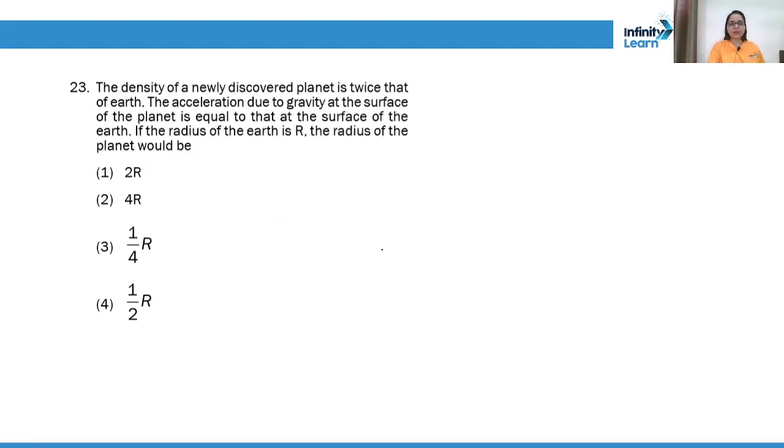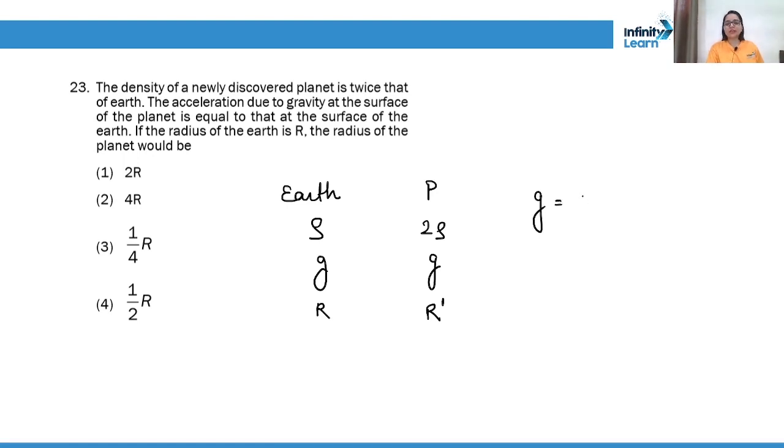Question number 23. The density of a newly discovered planet is twice that of Earth. So let's say this is Earth and this is our newly discovered planet P. So density of the Earth is rho, then density of the planet is 2 rho. The acceleration due to gravity at the surface of the planet is equal to that at the surface of the Earth. If the radius of the Earth is r, then the radius of the planet would be, let's say, r dash, right? So acceleration due to gravity in terms of density is 4 by 3 pi rho G r.